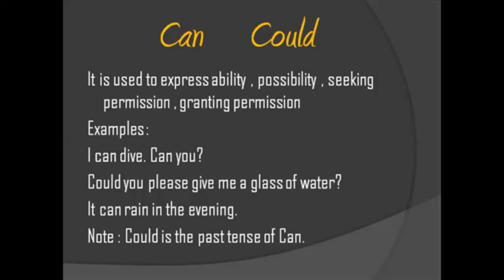It can rain in the evening. It's a possibility, yes, there is a chance that it can rain in the evening. So here it is showing the possibility. Now you have to take note of the fact that could is the past tense of can.